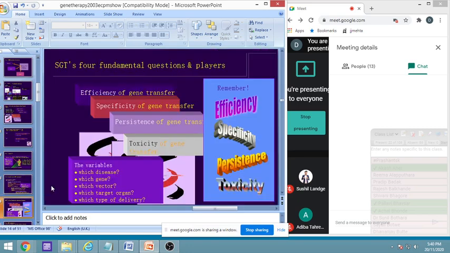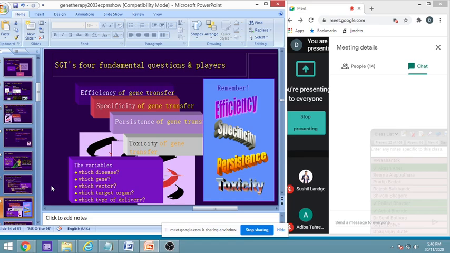Then there are 4 fundamental questions, 4 important things. Gene transfer should occur efficiently, because if it is not, we have seen, if you remember Dolly, that yesterday we saw that out of 277 such oocytes, only 3 could be successful, and out of that only 1 could implant. So it takes a lot of patience and a lot of effort. So efficiency of gene transfer is very important.